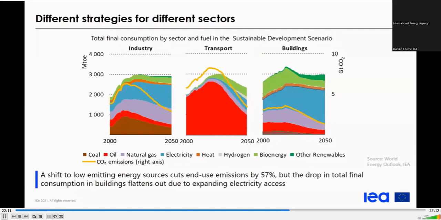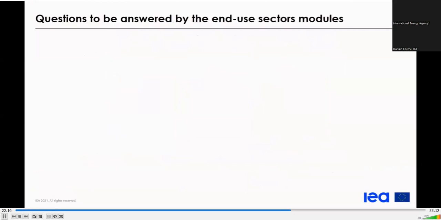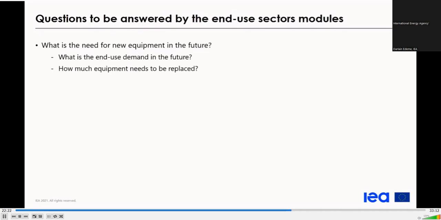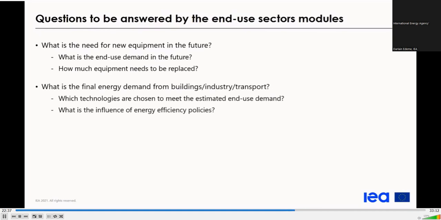So in each end-use sector module, the questions we want to answer are: what will be the need for new equipments in the future? And this requires asking the first question, which is, what is the end-use demand in the future? Then how much equipment needs to be replaced? How much new equipment will we need? And to do that, we are asking ourselves, which are the technologies chosen to meet the estimated end-use demand? And what is the influence of energy policies?